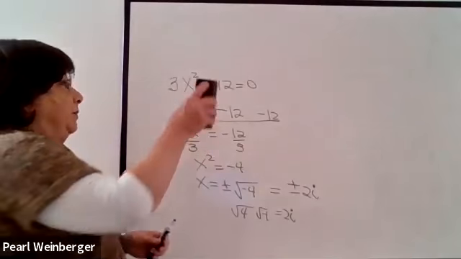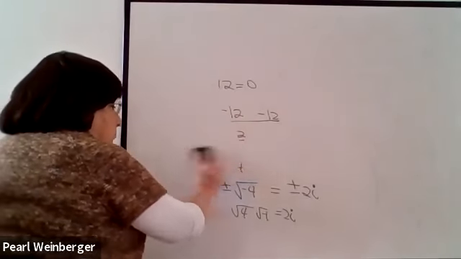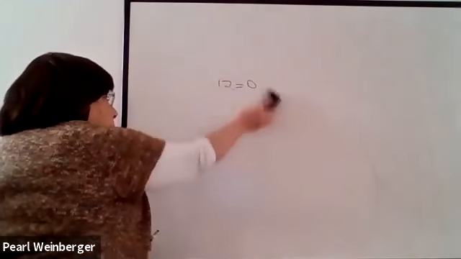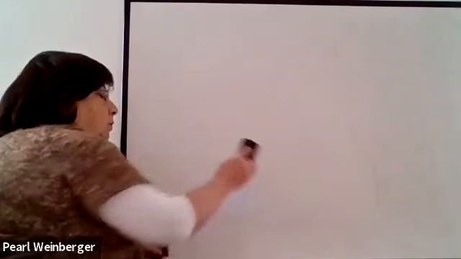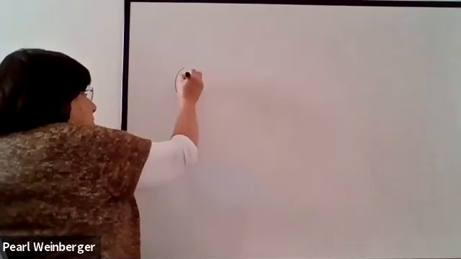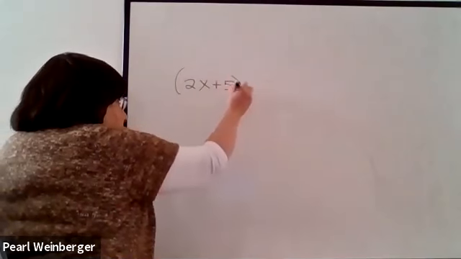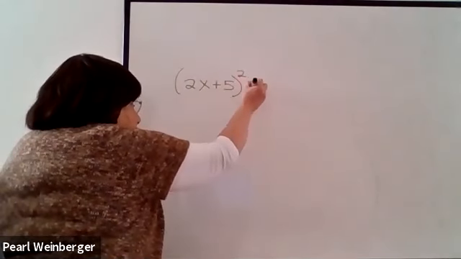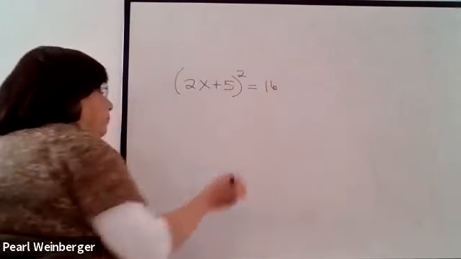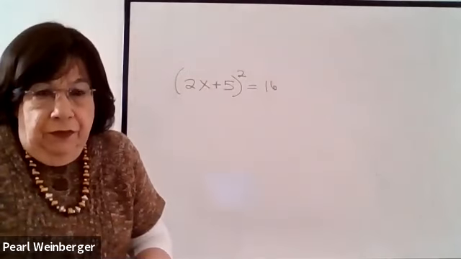What if I had something that looked like this? What if I had an expression like this: (2x + 5) squared equals 16. And I told you I wanted to solve this equation.